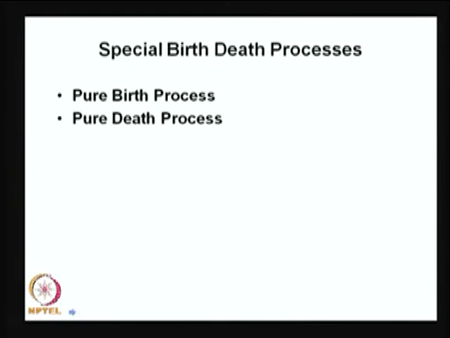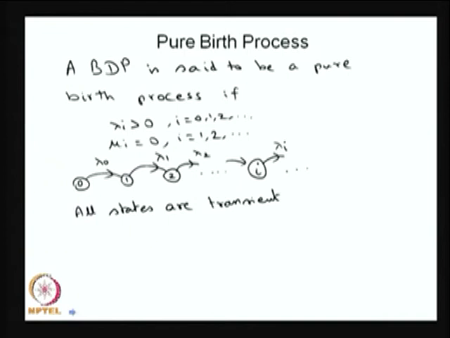As a special case of birth death process, I am going to discuss these two processes in this lecture. Whenever we say the birth death process is a pure birth process, that means all the death rates are going to be 0. We started with the birth death process with only lambda i's greater than 0 and the mu i's equal to 0, then it is called a pure birth process. There is one special case of pure birth process where the lambda i's are constant, that is lambda. That is a Poisson process that I am going to discuss in the next lecture. And in this pure birth process, these lambda i's are a function of i.